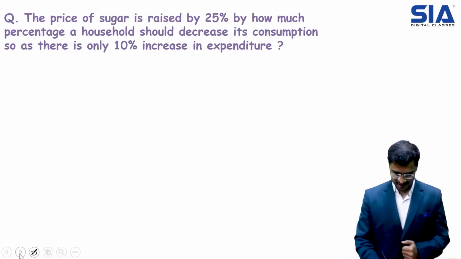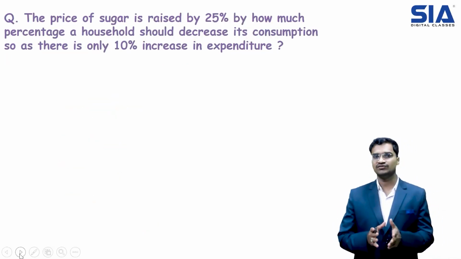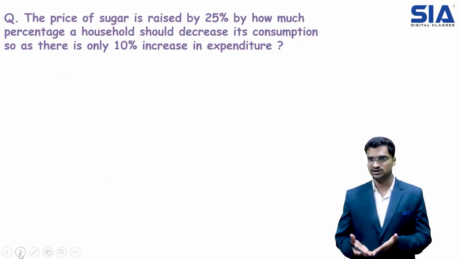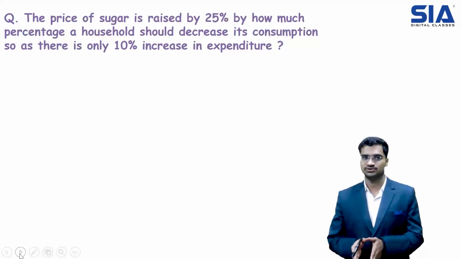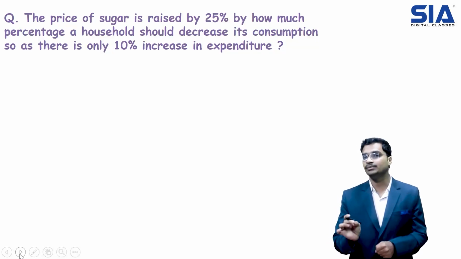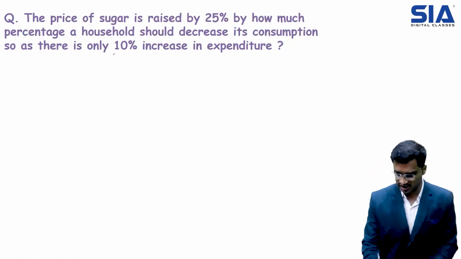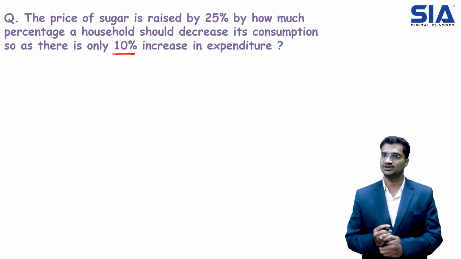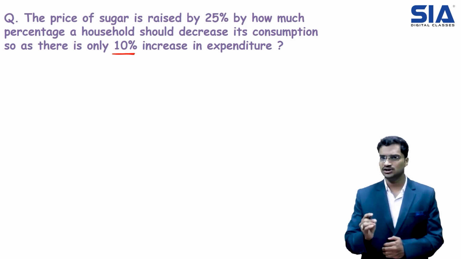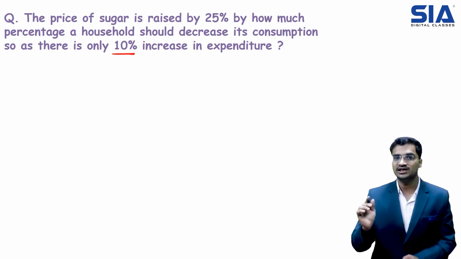In the same way, the next question is also given. The price of sugar is raised by 25 percent. By how much percentage should a household decrease its consumption so that there is only a 10 percent increase in expenditure? So here he is saying the expenditure should only increase by 10 percent. So the net effect here should increase by 10%.